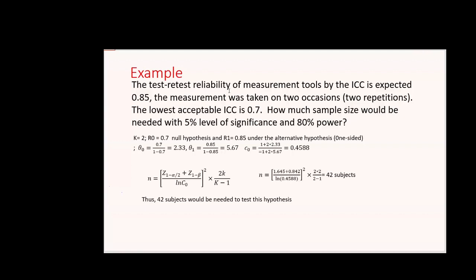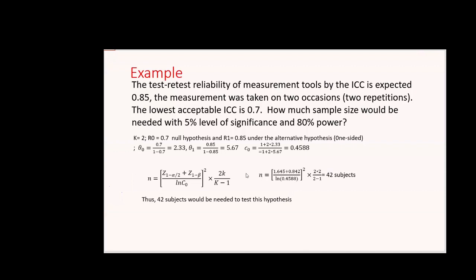So how much sample size is required for this? My null hypothesis is 0.7. The alternative hypothesis is ICC is 0.85 and K is equal to 2. We calculate theta 0, theta 1, and then C0. C0 is coming to 0.485. Now we substitute this value into the formula and get 42 subjects for proving this study. So we need 42 subjects.